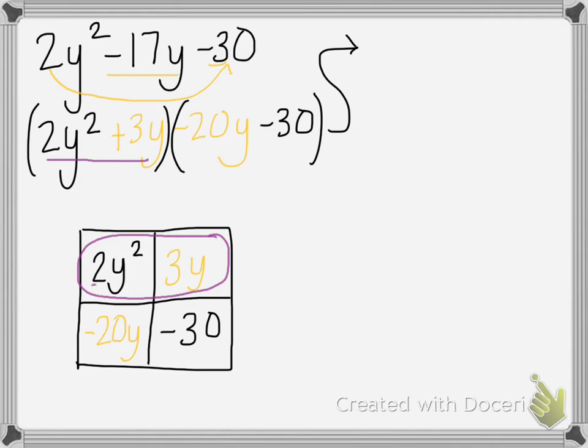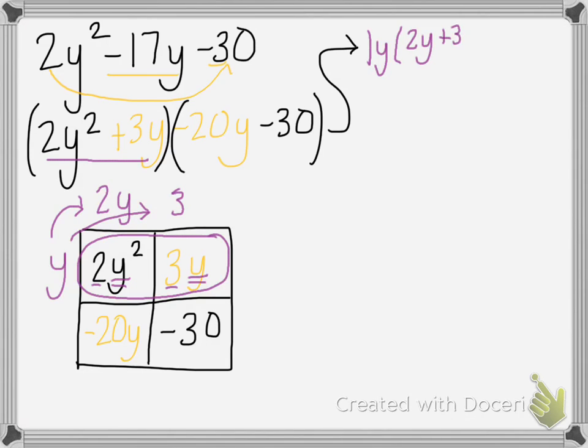So the greatest common factor of 2 and 3 is 1. You don't have to put the 1 there, but just to show you. And then the greatest common factor of y squared and y is y. So the greatest common factor of 2y squared and 3y is 1y. What are we left with? Y times 2y is 2y squared. Y times 3 is 3y. So once you factor out that y, what you're left with is 2y and a positive 3.